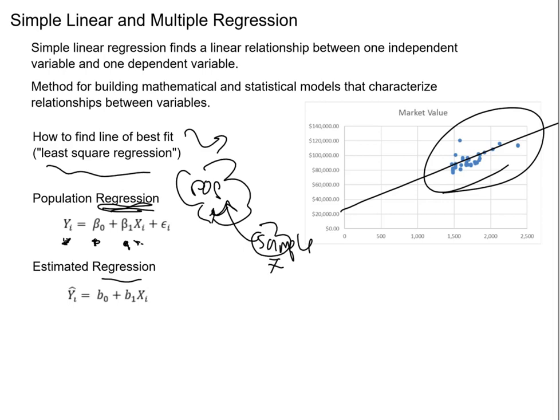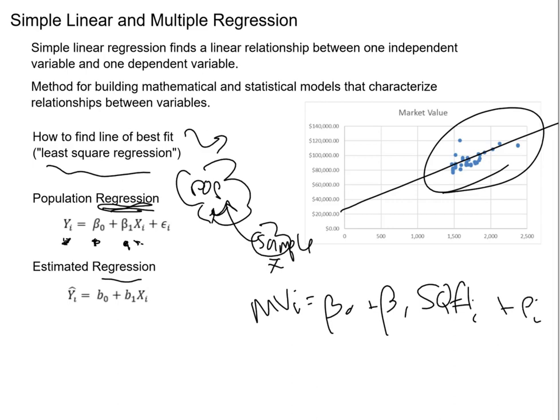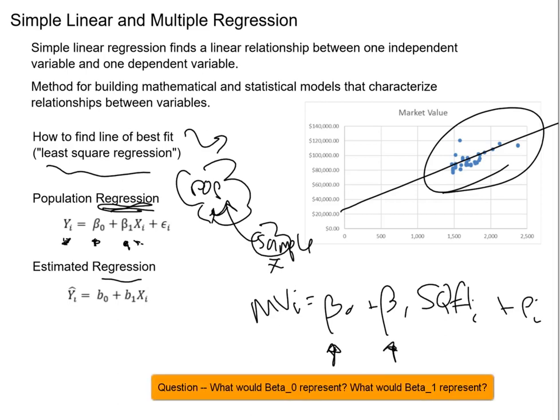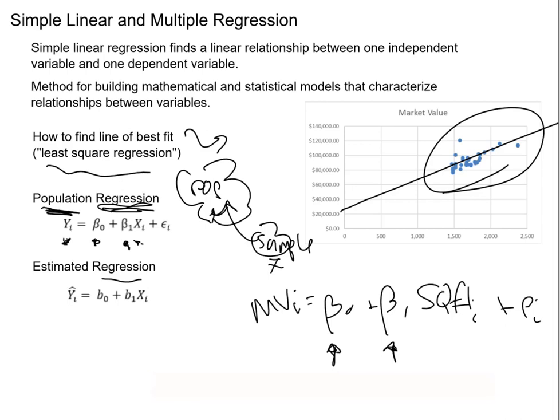But think about if our x and y represented the story that we had over here, where y was representing the market value of a house and x was representing the amount of square feet in a house. Can you describe in words what beta naught would represent? Can you describe in words what beta 1 would represent for this underlying population relationship of x and y?